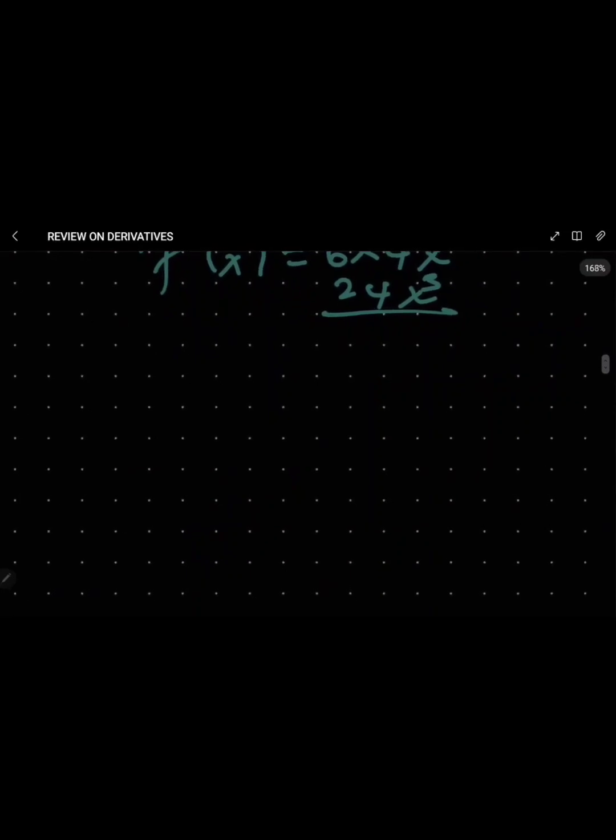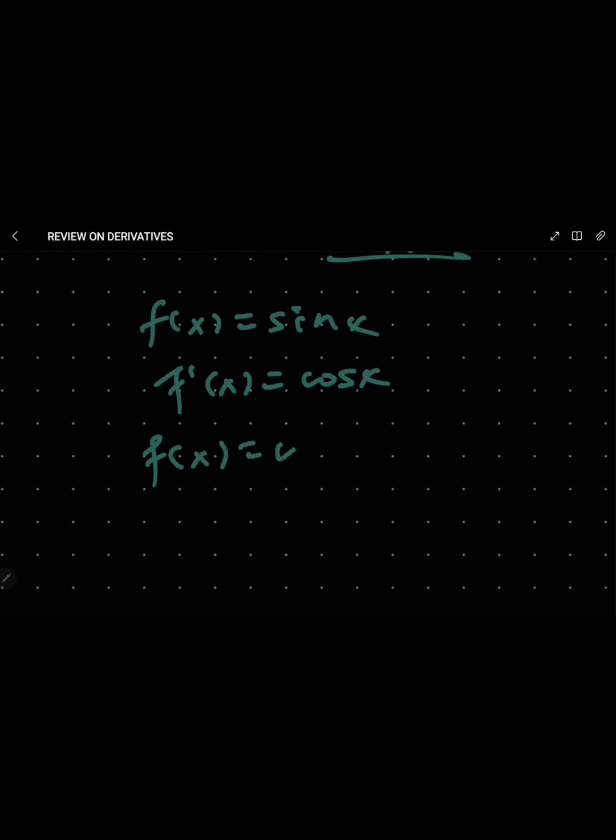And the other important derivatives that you should note in your book, in your notes: if f of x is sine of x, then f derivative of x is cos x. This is very important to note. Then if f of x is equal to cos x, then f derivative of x is equal to negative sine x.